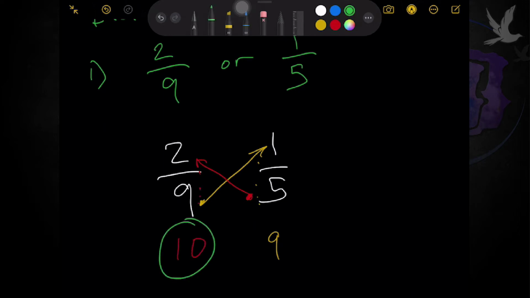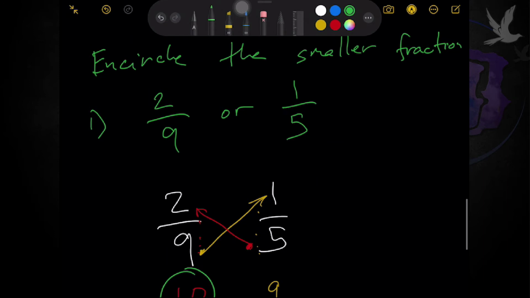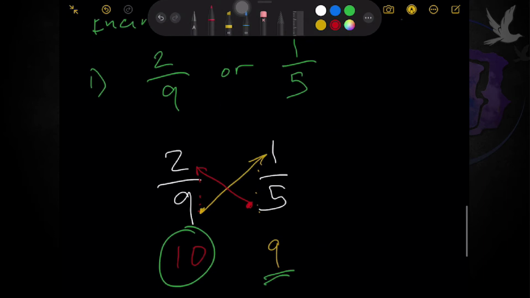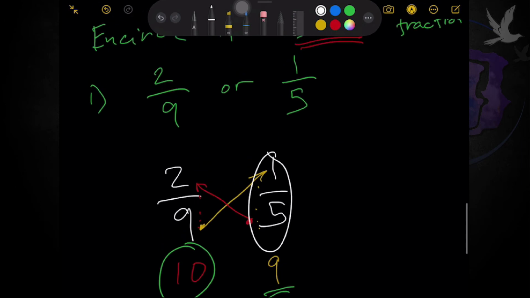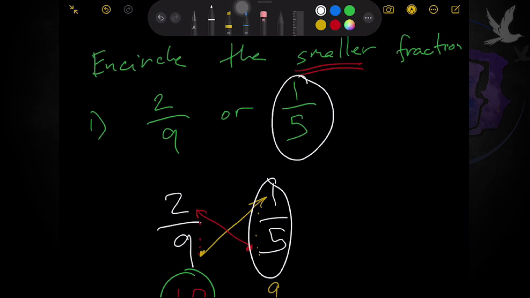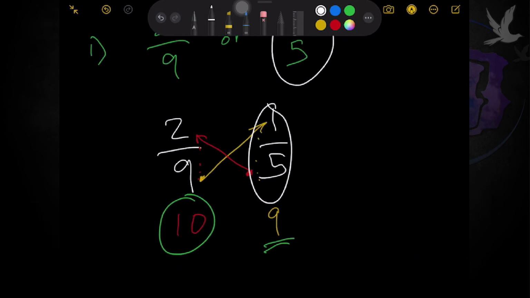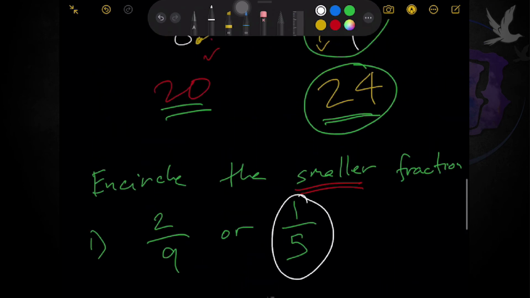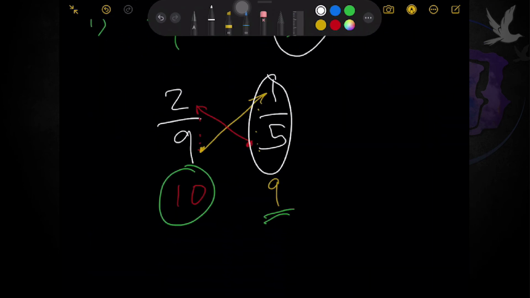So, you can see that 10 has a greater value compared to 9. So, 2 over 9 is greater than 1 over 5. But again, take note, what is asked here is the smaller fraction, which means 1 over 5 is smaller than 2 over 9. So you can now encircle 1 over 5. Okay? That's how you do the activity. I mean, this is how you basically determine which fraction is smaller or greater than the other. Okay?